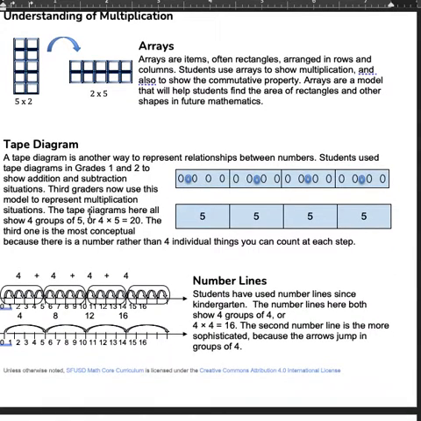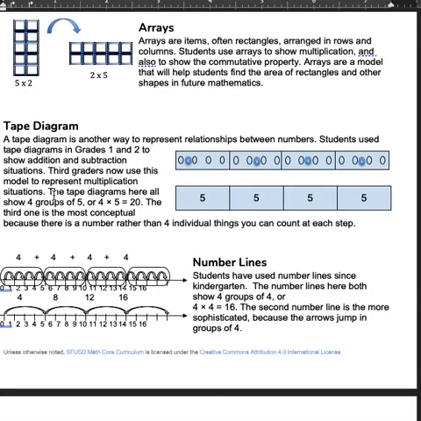Tape diagrams is another way that we are going to show multiplication. And for this example, there are 4 groups of 5. Sometimes kids draw circles in their 4 groups, or they just write the number 5 and then they can put their skip counts under.